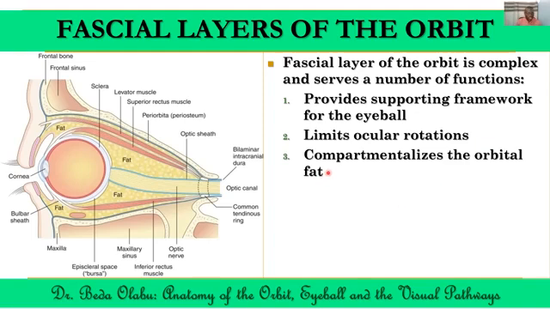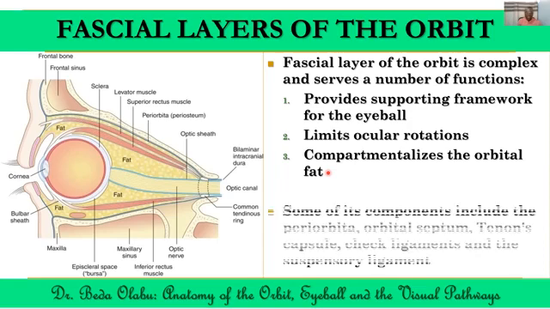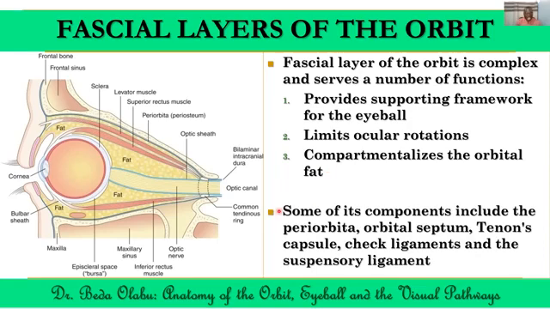Well, the fascial layers of the orbit also put into compartments the fat of the orbit, orbital fat. Some of its components are named. They include the following. There is what we call the periorbita, the orbital septum, the Tenon's capsule, or the fascial sheath of the eyeball, the check ligaments, and the suspensory ligament of Lockwood. We look at all of them. There are still others that we want to look at.